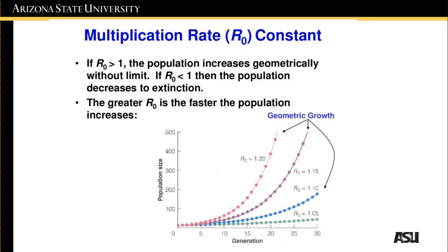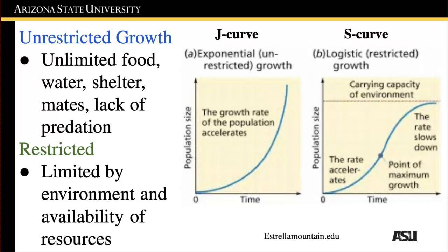So when we look at R0, if R0 is greater than 1, the population will be increasing geometrically. So it will continue to climb and climb and climb. If it's less than 0, it will continue to go toward death. It will decrease until extinction of the population. And the larger the number of R0 is, the faster the population will increase.